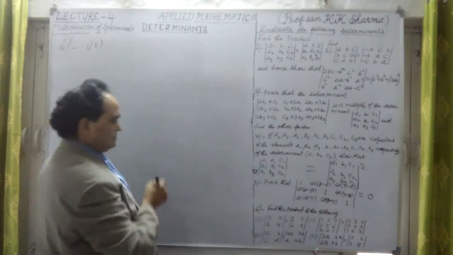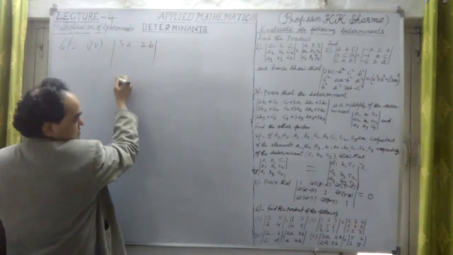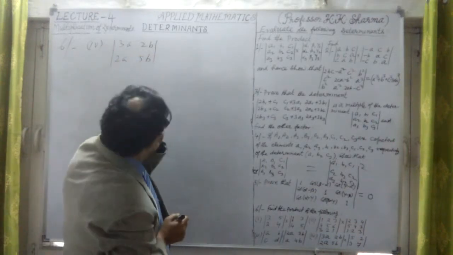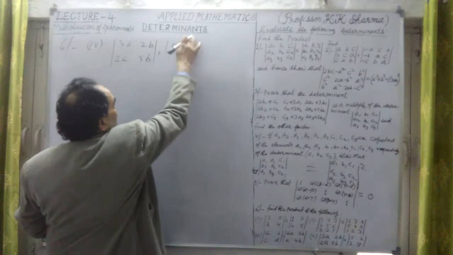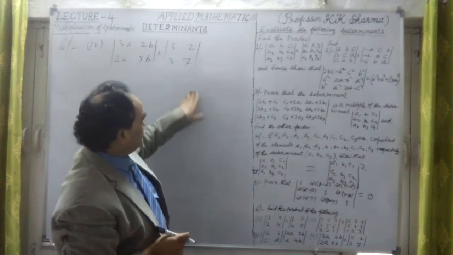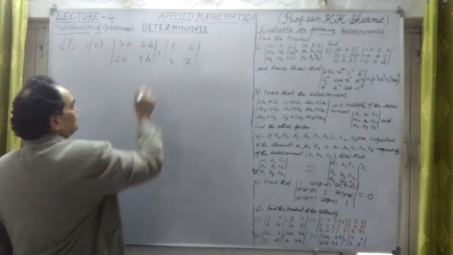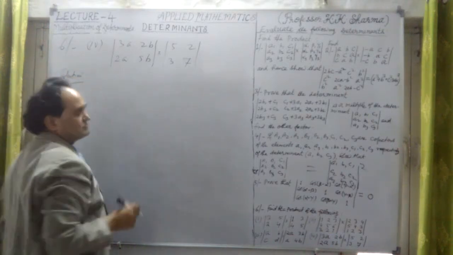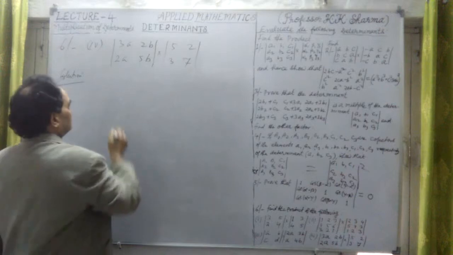It says 3A 2B, and second row 2A 5B. Alright, 3A 2B and 2A 5B. Then multiplied by 5 2, and 3 7. The second determinant has 4 elements here. Both are of order 2, and only then can we multiply them. These are square matrices that we have as determinants. Solution: let me multiply them. Either find the result of these two determinants and multiply them, or multiply them first. Under the final input, let me multiply them.